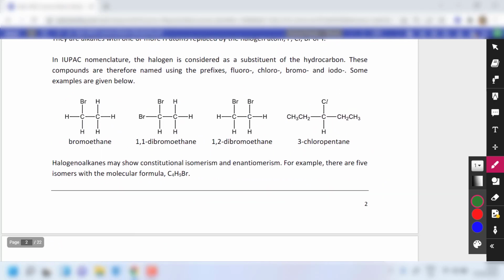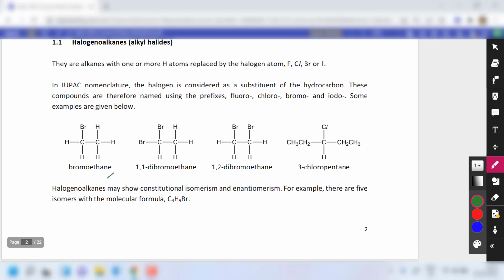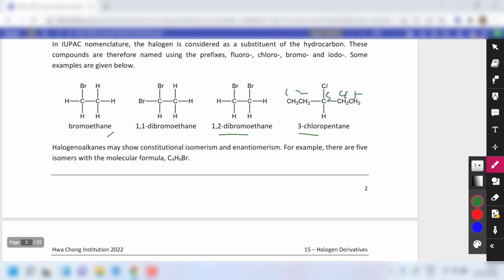Okay, so we have bromoethane here, and then we have 1,1-dibromoethane, because the two bromo groups are substituted on the same carbon, and that carbon is designated number 1. And then you have 3-chloropentane. So if you try to label the carbons 1, 2, 3, 4, 5, regardless of whether you do it from left or right, the one in the middle is still carbon number 3.